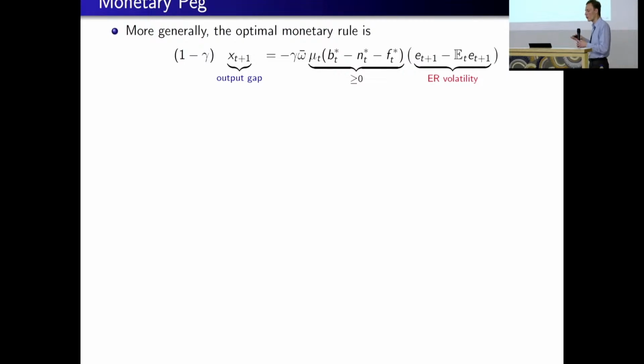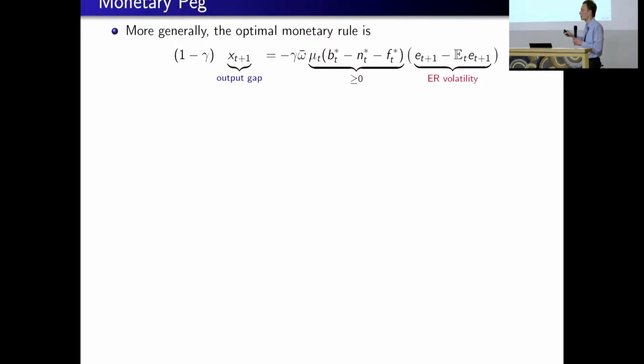The planner has to trade off optimally output stability and the risk premium, and so this is the optimal policy rule. What is interesting, and this is what we can get with our approximation, is that this optimal rule is state contingent. So in the states of the world where there are no capital flows, inflows or outflows, the planner just focuses on stabilizing the output gap.